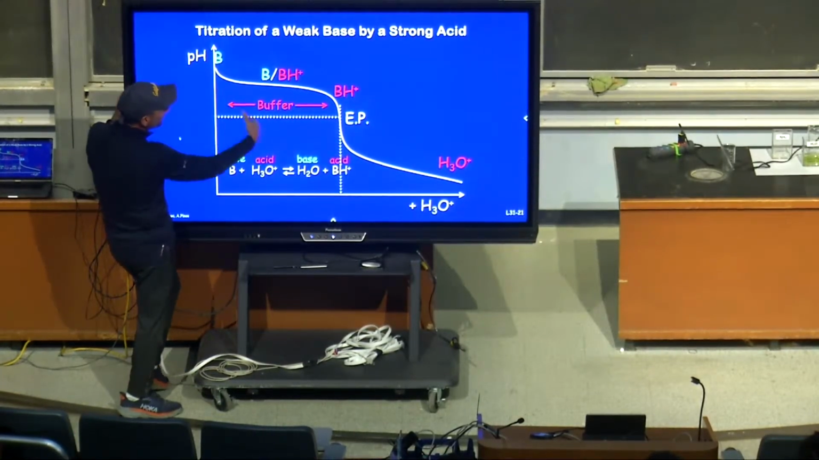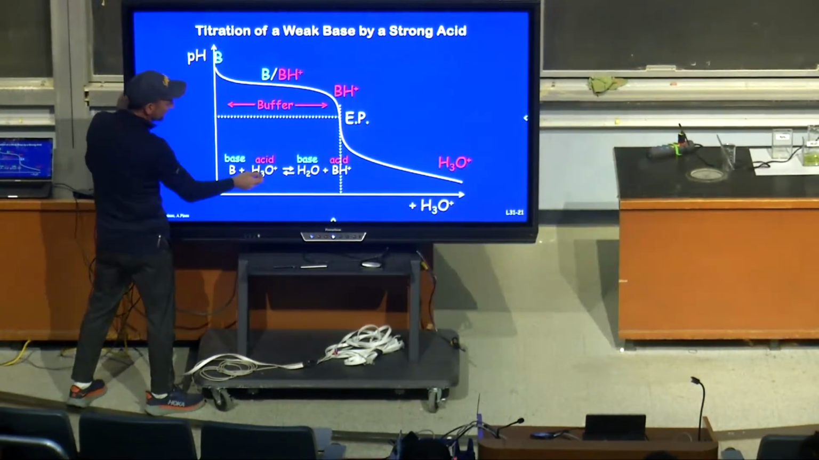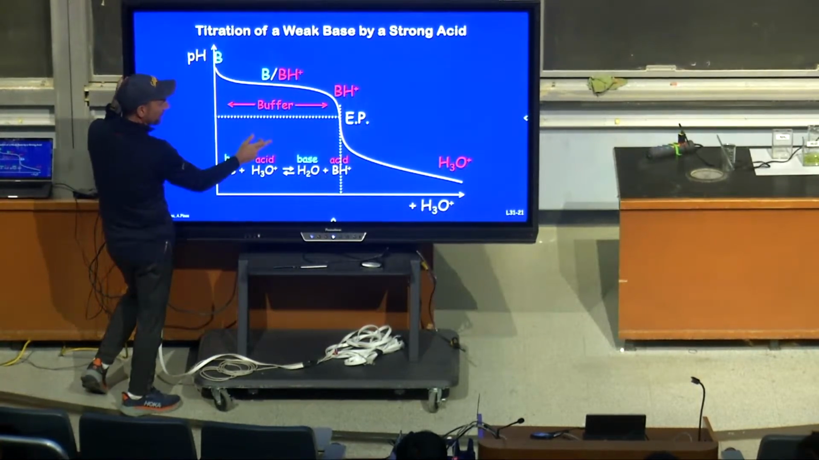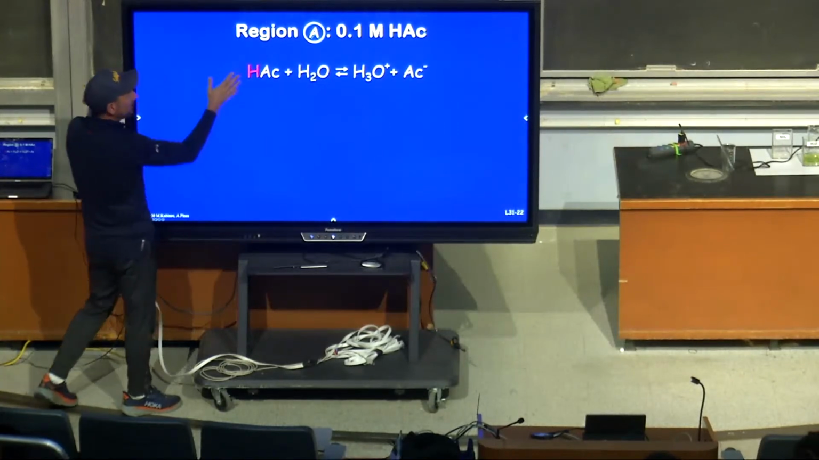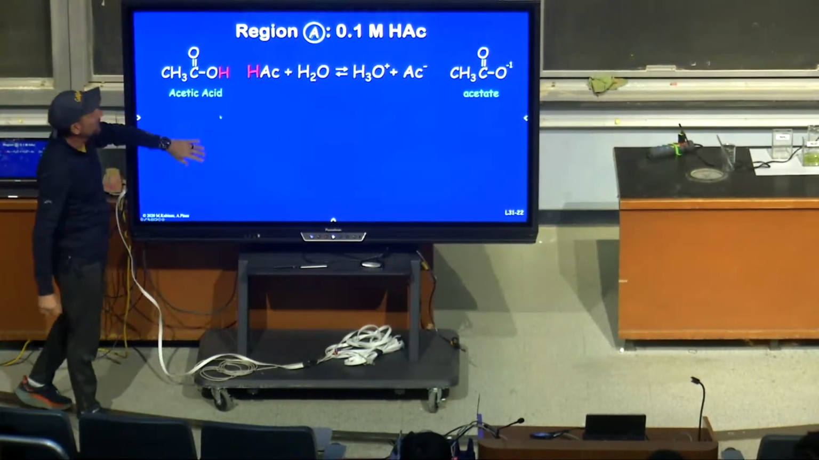This is the buffer region. This is just going the opposite way, starting with a base and adding strong acid. Okay? Just the kind of reciprocal relationship there. Let's look at it. Let's actually calculate the pH in this region.